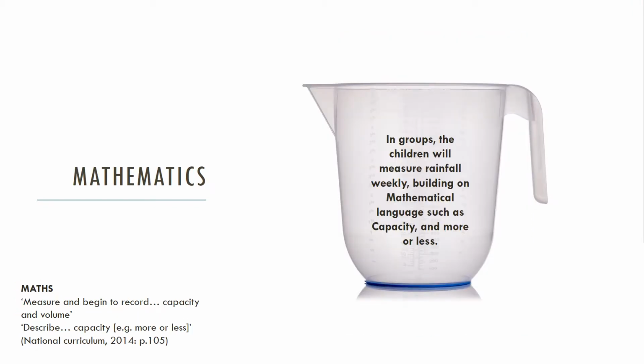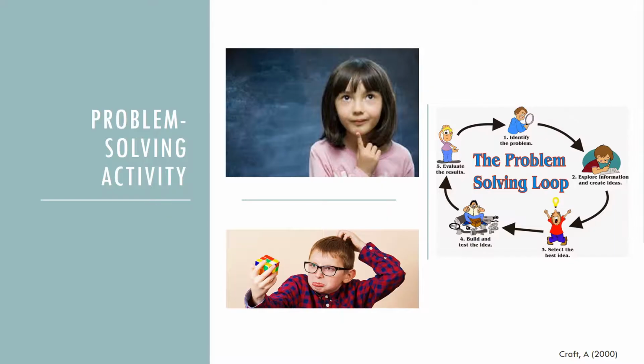One example for a maths activity is having a weekly group project of measuring rainfall. Modelled by the teacher, each group will have a table that they fill in weekly. They will also be encouraged to compare each week's rainfall to demonstrate mathematical language of more or less whilst learning about capacity. A problem-solving task could be to measure which material protects us best from a range of weathers.